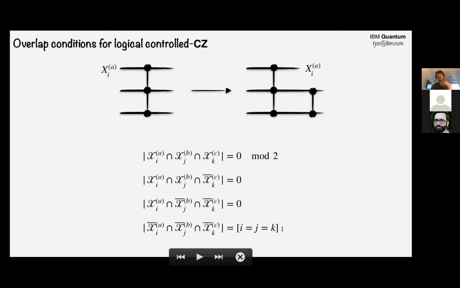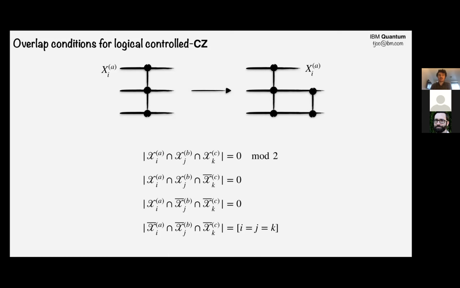And the last line is just a condition that you're actually going to be implementing logical controlled-controlled Z, and so the overlap of the X logical operators from the three code blocks is only odd if you have the same labeling for i, j, and k. Okay?